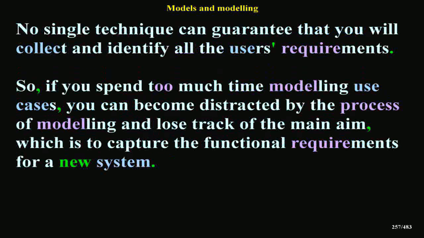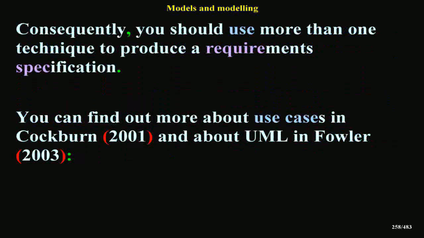No single technique can guarantee that you will collect and identify all the user's requirements. So, if you spend too much time modeling use cases, you can become distracted by the process of modeling and lose track of the main aim, which is to capture the functional requirements for a new system. Consequently, you should use more than one technique to produce a requirements specification. You can find out more about use cases in Cockburn 2001 and about UML in Fowler 2003.